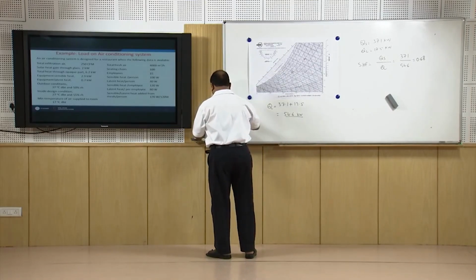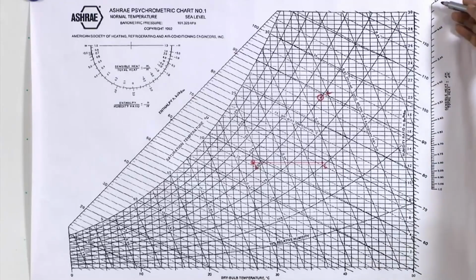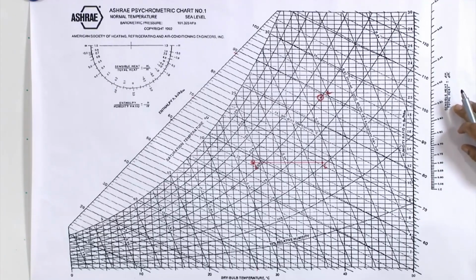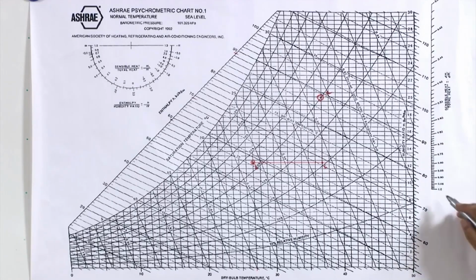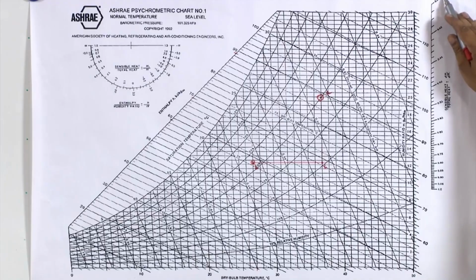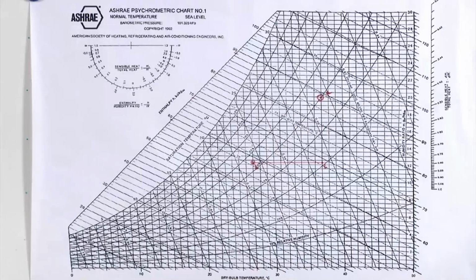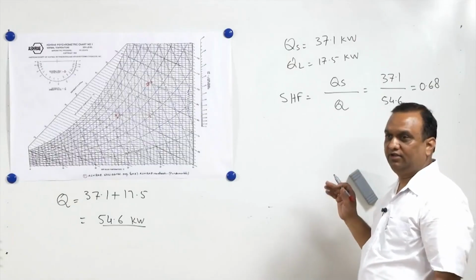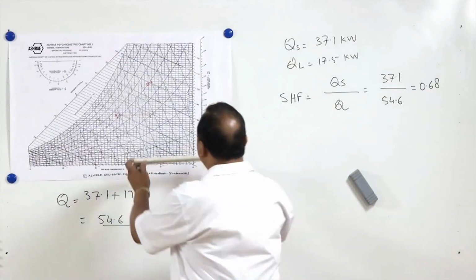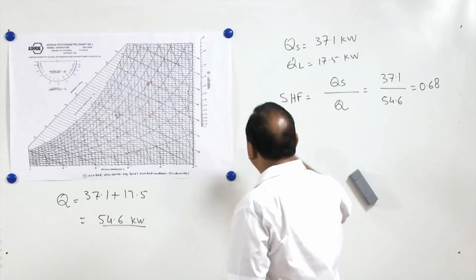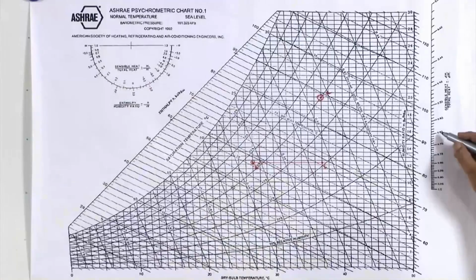Now in this case the sensible heat factor is 0.68. In the psychrometric chart, there are certain marks here. These marks show the ratio of sensible heat to total heat, that is the sensible heat factor, and they start from 1 to 0.3, which covers all types of indoor environment. A sensible heat factor of 1 means there is no latent heat, so that is going to be a horizontal line.